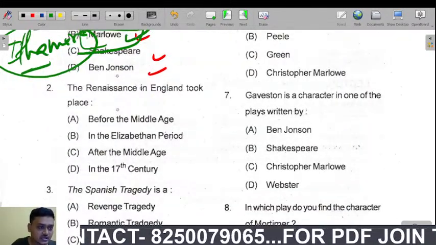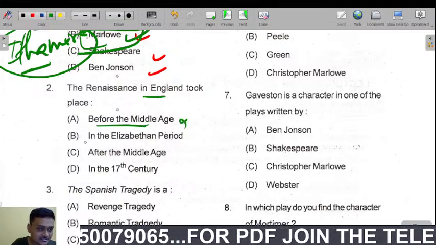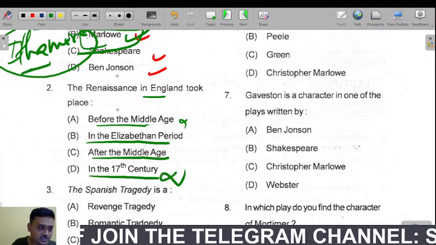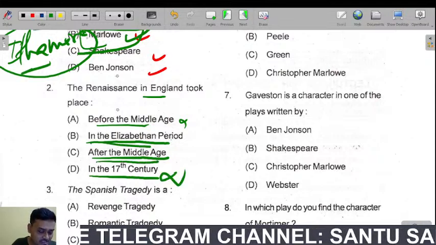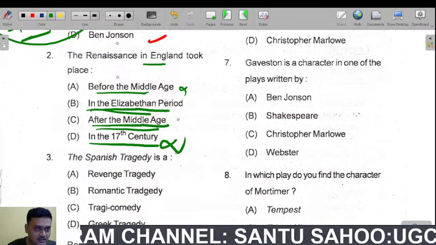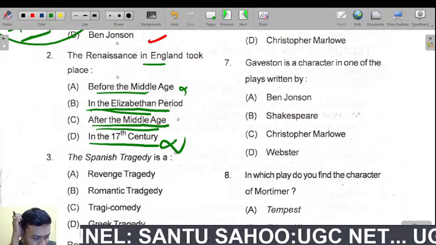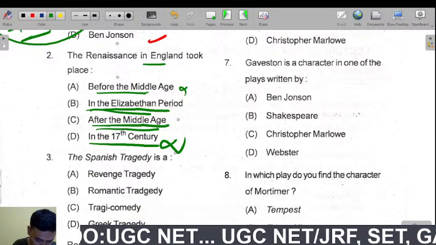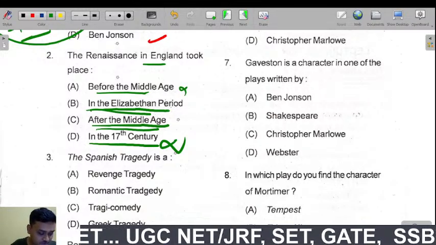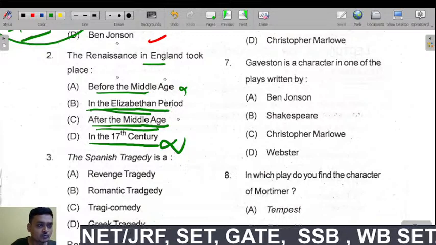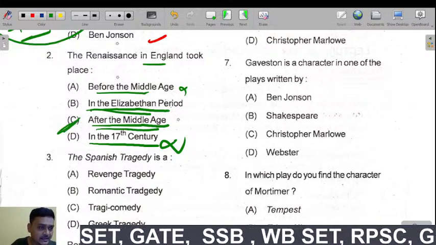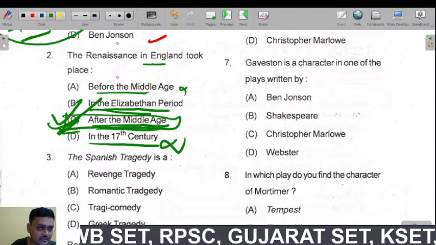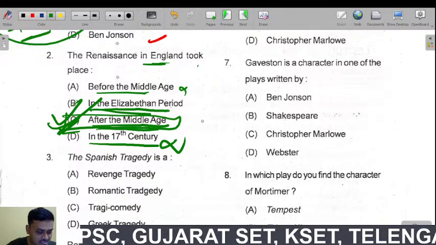The Renaissance in England took place before the Middle Ages, in the Elizabethan period, after the Middle Ages, or in the 17th century? Tell me, do answer quickly. The Renaissance in England took place after the Middle Ages. So C is the right answer.